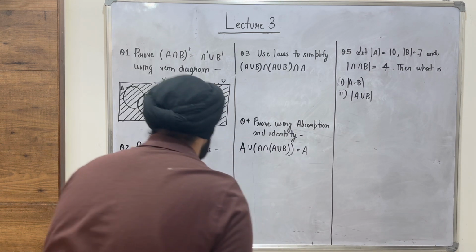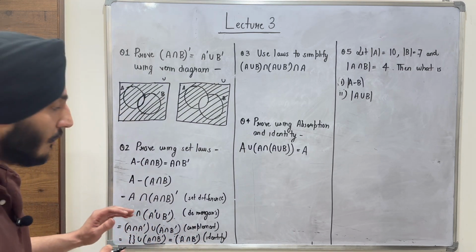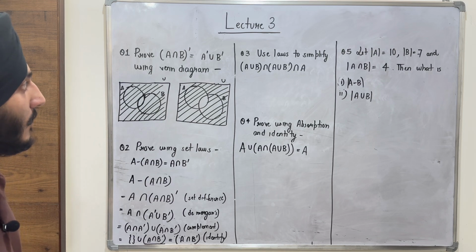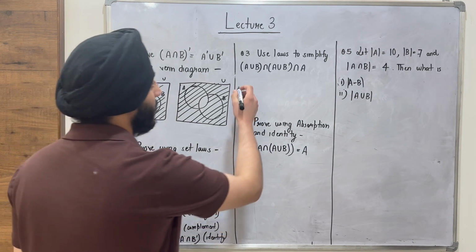Identity. So just like I said, if you have a good understanding of all the laws, then these type of questions should be very easy to solve. Moving on, let's try to solve question number 3.